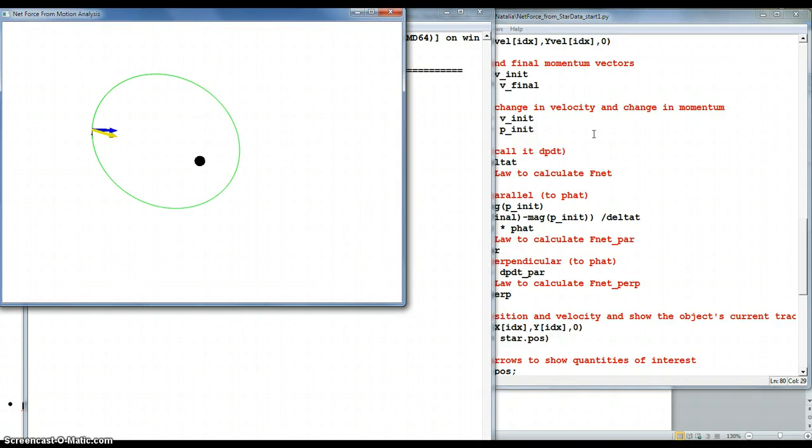Notice that the arrows are largest when the star is closest to the black hole. This is because we assume that the only force acting on the system is the gravitational force, which is inversely proportional to the distance it acts on. The black sphere represents the black hole, and the green line shows the trajectory of the star.